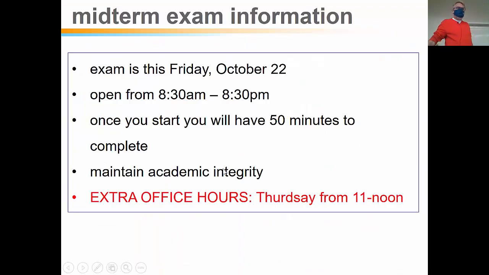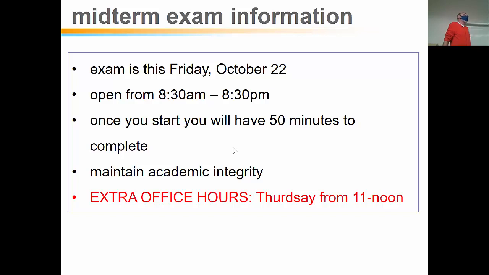So this is lecture 18, and just a couple of notes. Don't forget, this Friday we have our second midterm. The format is the same as the first midterm. 30 multiple choice questions. You'll have 50 minutes to complete.